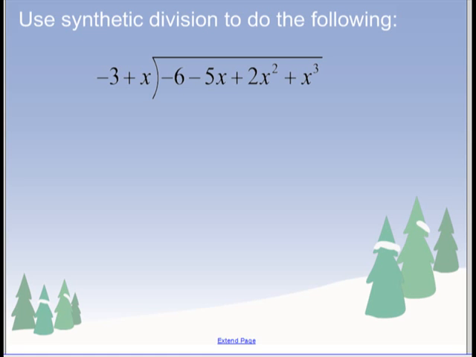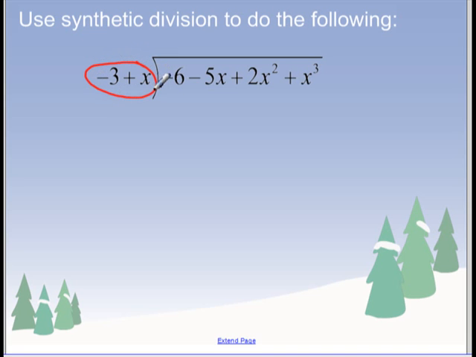You may remember doing synthetic division in Algebra 2, but I'm going to give you a little refresher and show you something you probably didn't see in Algebra 2. So for starters, I've got this division problem, which you could do by long division, but synthetic division is a shortcut.